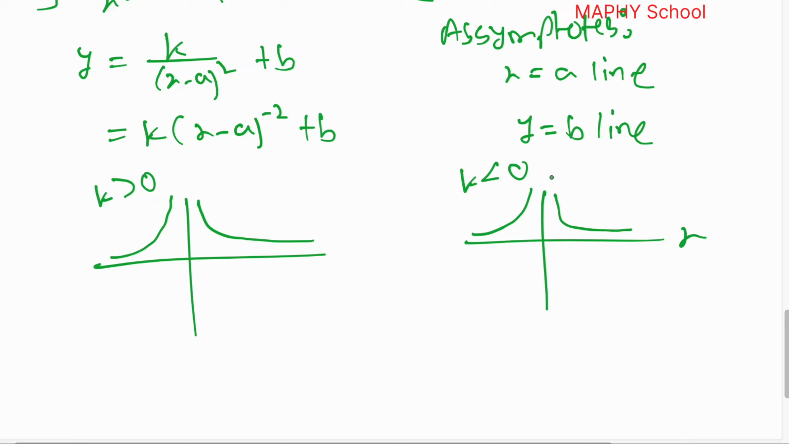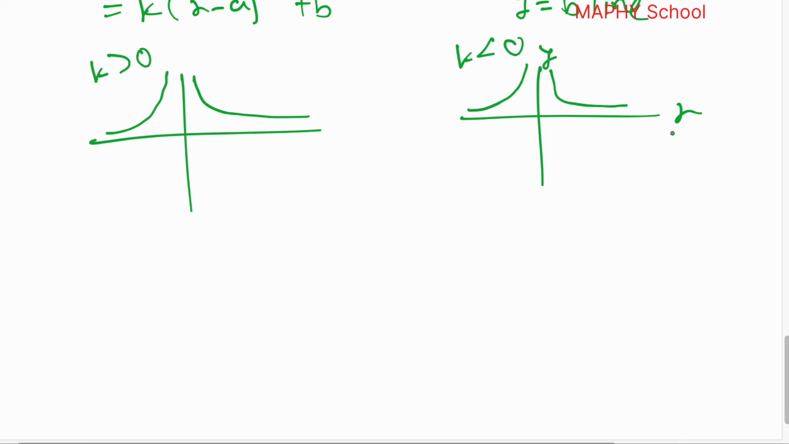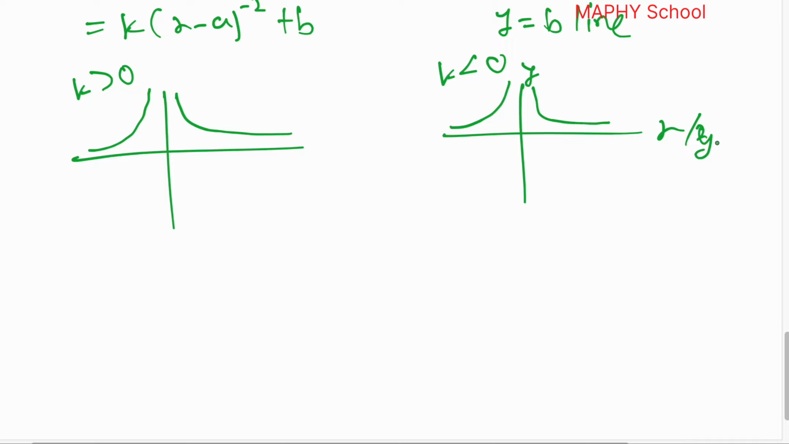Okay, this is the x-axis, this is the y-axis. This we call the y equals 0 line, and this we call the x equals 0 line. Remember, at the y-axis x equals 0, and at the x-axis y equals 0.